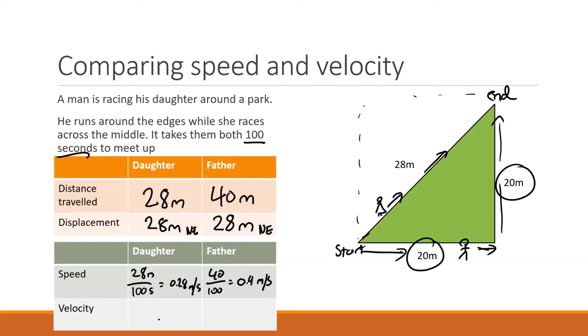What about their velocity? Well, velocity is their displacement over time. So the daughter's displacement, remember, velocity equals displacement over time.